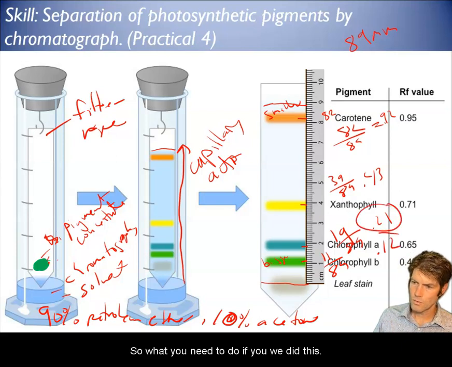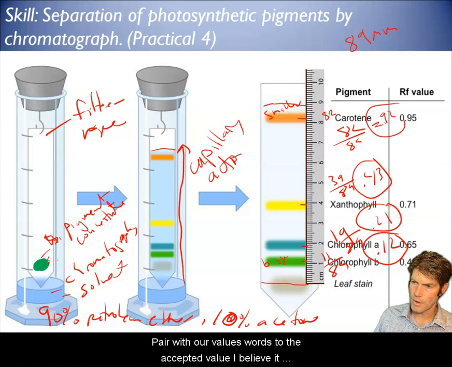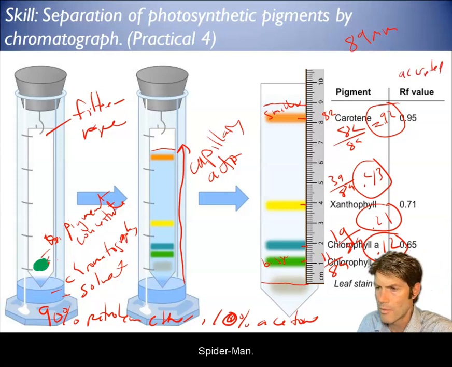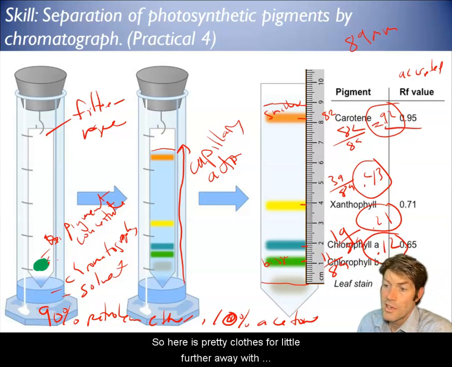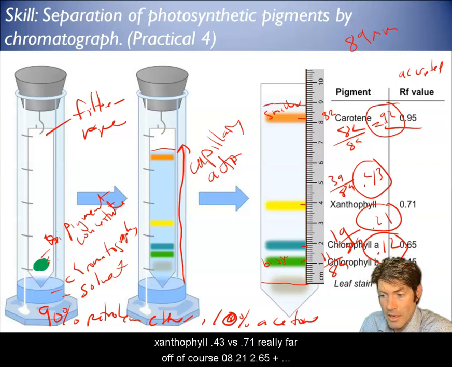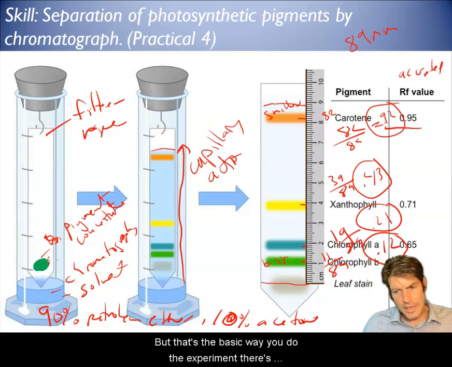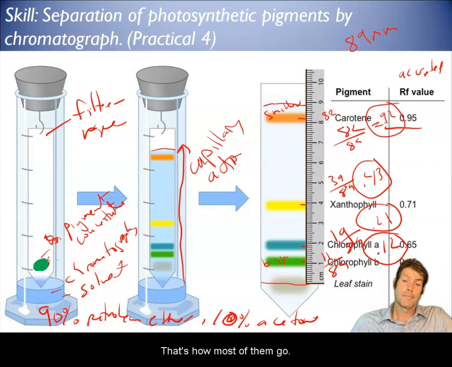So what you need to do, if we did this, we would compare what our values were to the accepted value. I believe that these are accepted. I'll double check, but that's what I remember. So here it's pretty close. We're a little further away with xanthophyll, 0.43 versus 0.71. Really far off with chlorophyll A, 0.21 and 0.65, and again pretty far off with chlorophyll B. But that's the basic way you do that experiment. There are other videos you can watch, but that's how most of them go. Okay. All right, we're done.